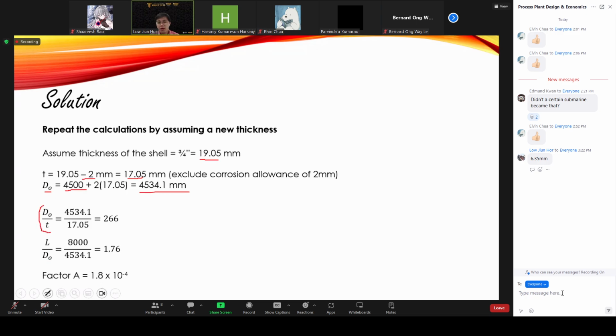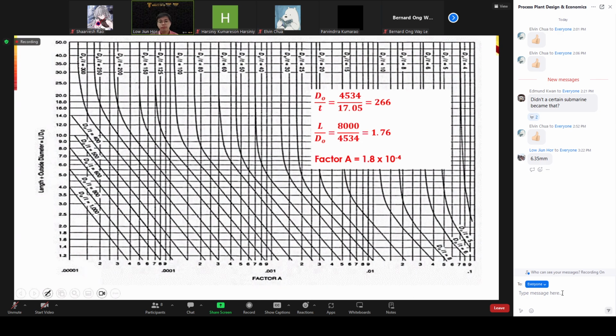Similar, we calculate the ratio here and also the ratio here. And based on these two ratios, you go to figure 8.10 to determine your factor A. L over D naught is 1.76, somewhere between 1.8 and 2. So you interpolate to see where is your 1.76. Then you draw a horizontal line. 1.76 between 1.6 and 1.8, so you need to interpolate here to see where is the 1.76. And then you draw a horizontal line.